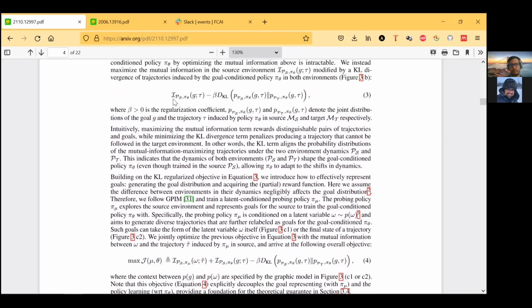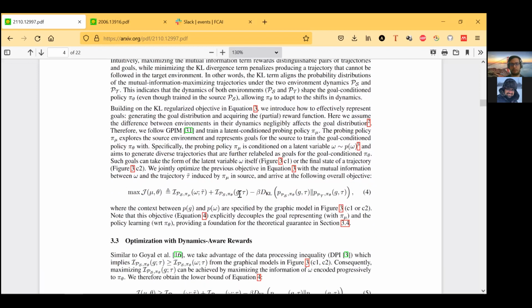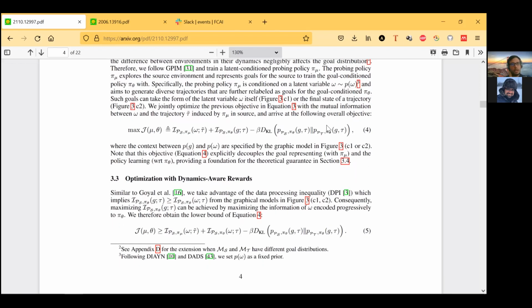So the next step is what we talked about: sometimes you cannot easily sample states in the state space. So they introduce latent variables, and that's why you now have two policies in the source environment. One generates trajectories for the abstract goals, and then you relabel from trajectories tau tilde to get the goal in the state space, and so on, but the rest is the same.